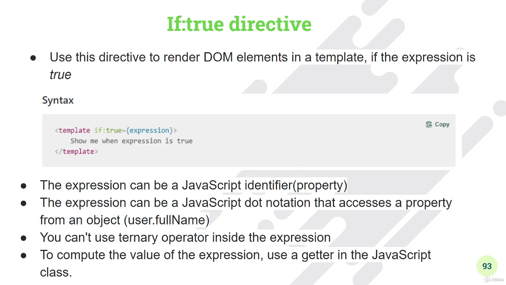This directive also takes an expression. If you see the syntax, I'm applying the directive to the template tag and then I'm checking the expression. This expression follows the same rules that we have seen in the previous videos. The expression can be a JavaScript property, or a JavaScript object with dot notation. You can't use an array, you can't evaluate an expression, and you can't use a ternary operator. You can use a getter in JavaScript. So this is the if:true directive. Let's go to our code and use this if:true.